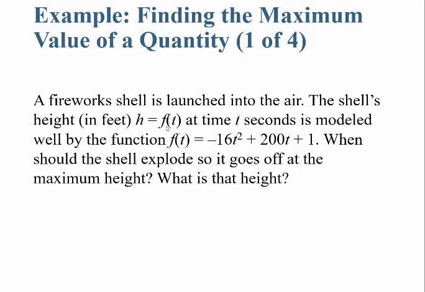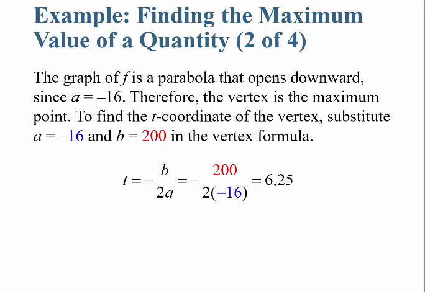All right, let's start by talking about finding the maximum value. A fireworks shell is launched into the air. The shell's height, in feet, at t seconds is modeled by this function: f of t equals negative 16t squared plus 200t plus 1. When the shell explodes, it goes off at the maximum height. What is the maximum height here? Well, the graph of f is a parabola that opens downward, because a is less than 0, it's negative. Therefore, the vertex is a maximum point.